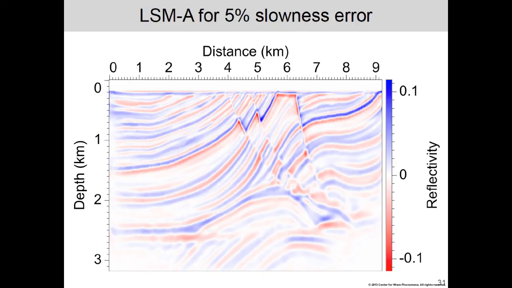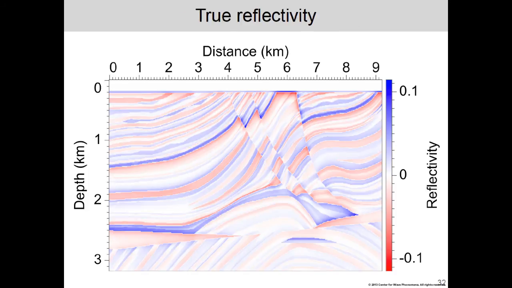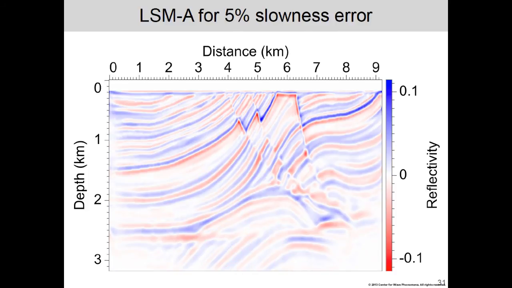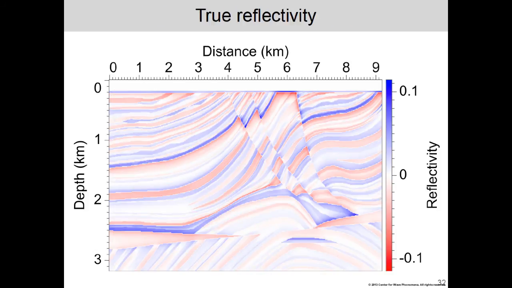Comparing now the LSMA image to the true reflectivity, you'll see that reflectors are still mispositioned. And this should not be surprising because, after all, we're still doing migration with the incorrect background slowness. So we can't really expect to image reflectors at the correct location when the kinematics of the wave field are still incorrect.